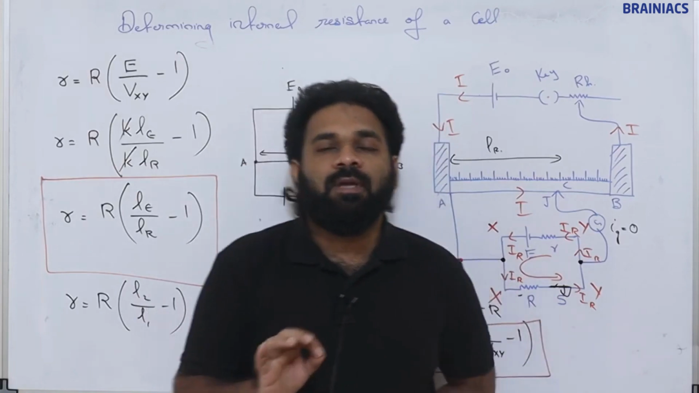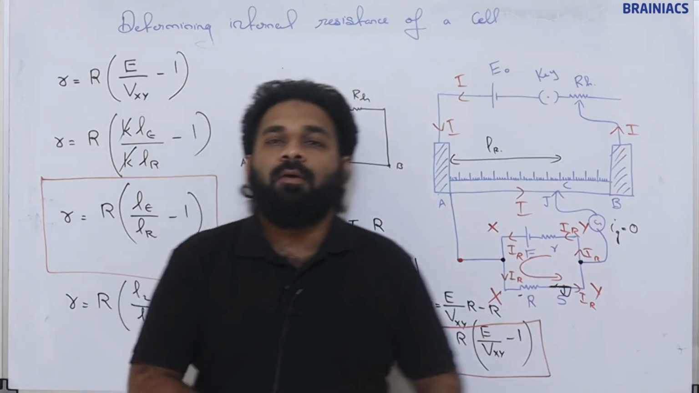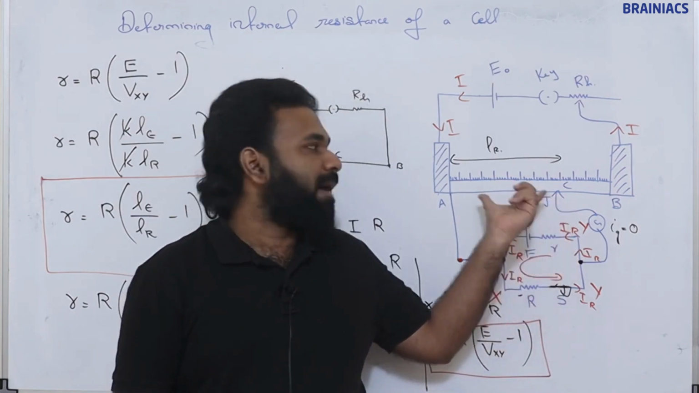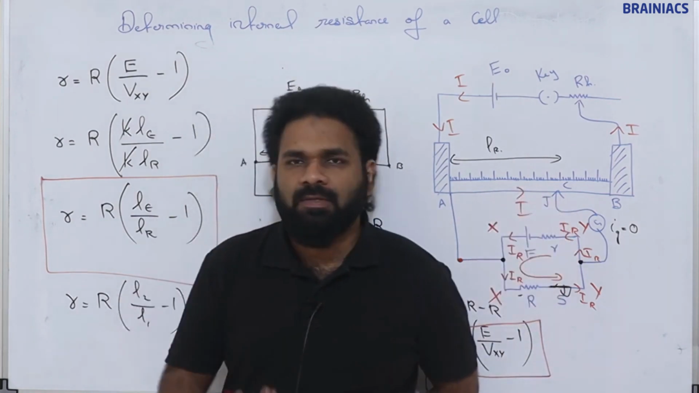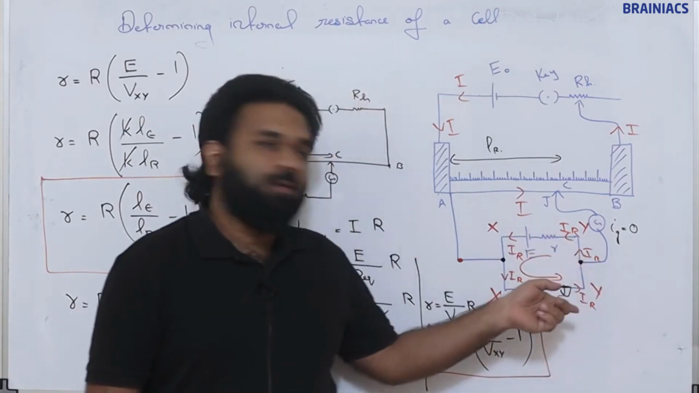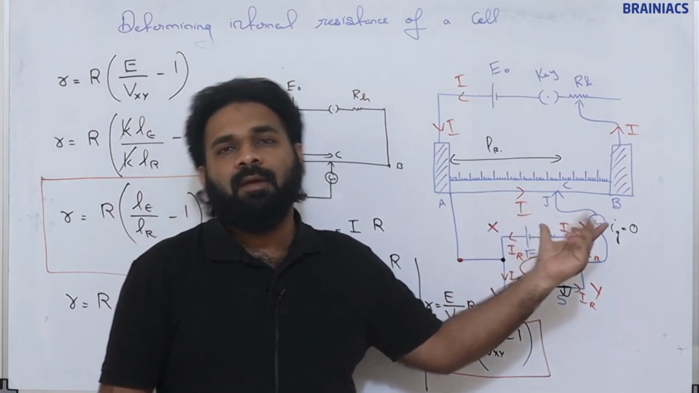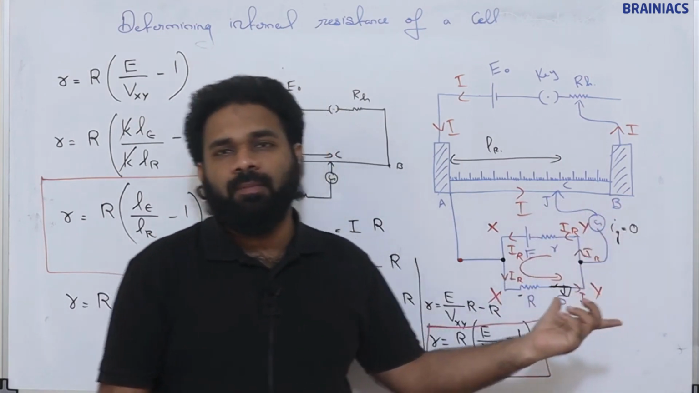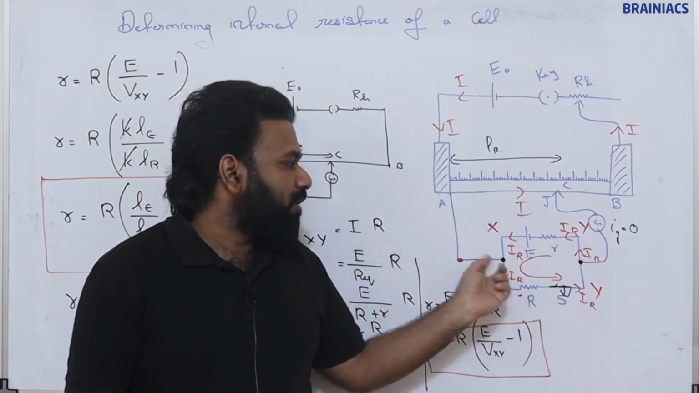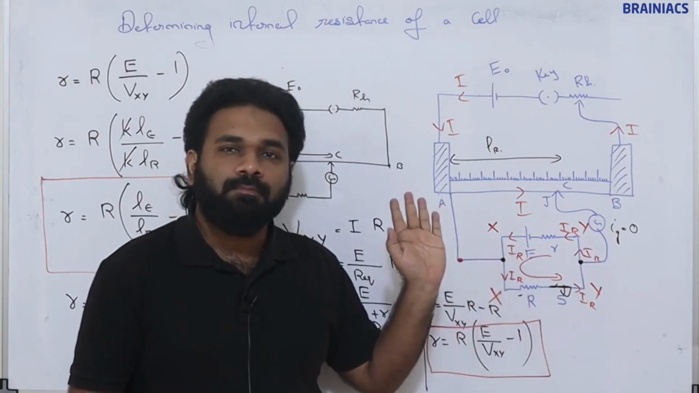I will tell you the steps once again. The switch of this external circuitry is open. Then the EMF of the cell will be equal to the balancing length into potential gradient. E is equal to Kx. So far this is what we have done. Now the switch is closed. When the switch is closed, we take the balancing length again, that is Lr or L2, whatever it may be. Then this potential difference will be equal to this potential difference. So for this potential difference, simply take IR.